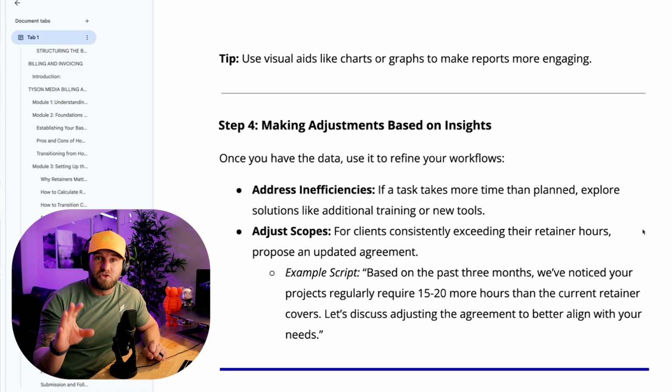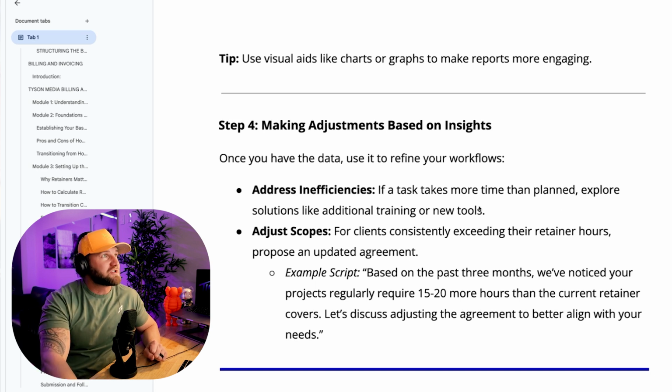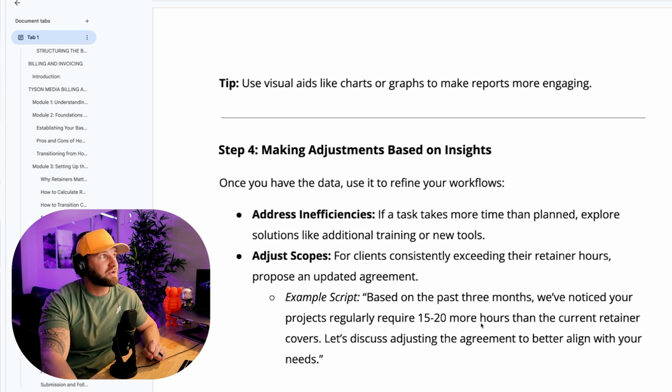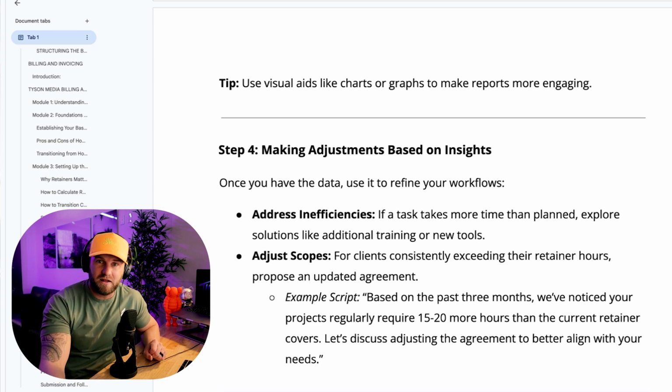And then at the end of this, you just want to be able to make adjustments based on the insights and things that you're learning. So you're going to address inefficiencies with your team and adjust the scope. So for example, based on the past 3 months, we've noticed your projects regularly take 15 to 20 more hours than the current retainer covers. Let's discuss adjusting the retainer, the agreement, to better align with your needs. And that's just communicating, that's being transparent, helping them understand why you need more money.